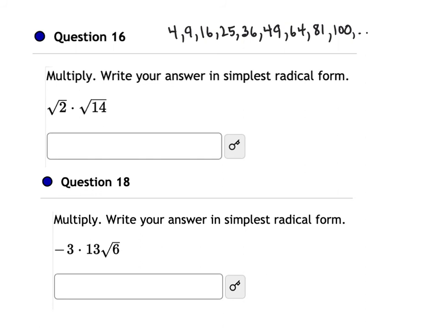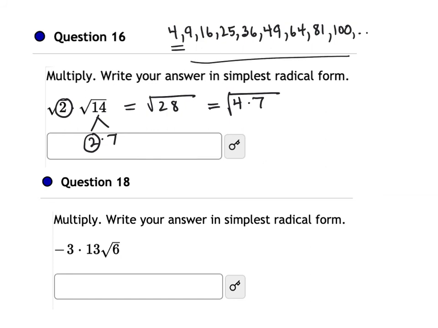Radical 2 times radical 14. That would be radical 28. Notice how 14 is 2 times 7. It has a 2 in it. And these two 2s make a perfect square of 4. 4 times 7 is 28. 4 is a perfect square.